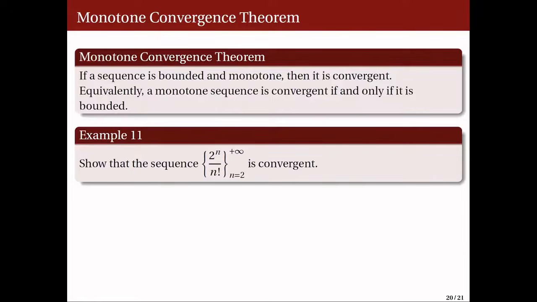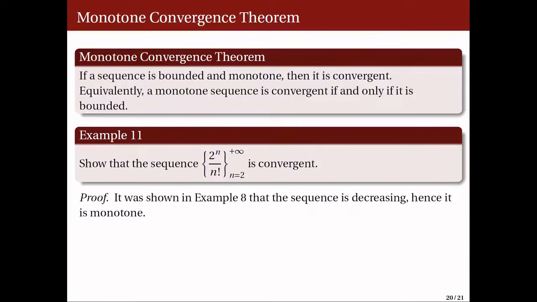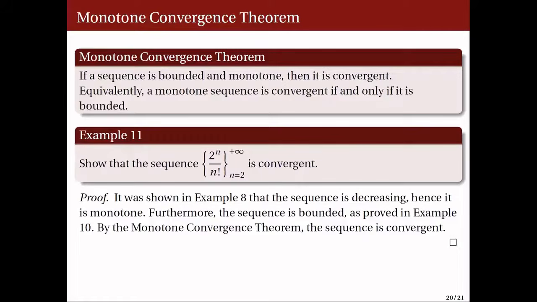For example, let's show that the sequence of 2 raised to n over n factorial, with n ranging from 2 to infinity, is convergent. First, evaluating the limit of this sequence is not straightforward. However, if we want to use the monotone convergence theorem, we just need to show that this sequence is monotone and bounded. Note that it was shown in example 8 that the sequence is decreasing, hence it is monotone. Furthermore, the sequence is bounded as proved in example 10. Therefore, by the monotone convergence theorem, the sequence is convergent. So as you can observe here, we have shown that a sequence is convergent without explicitly solving for its limit.